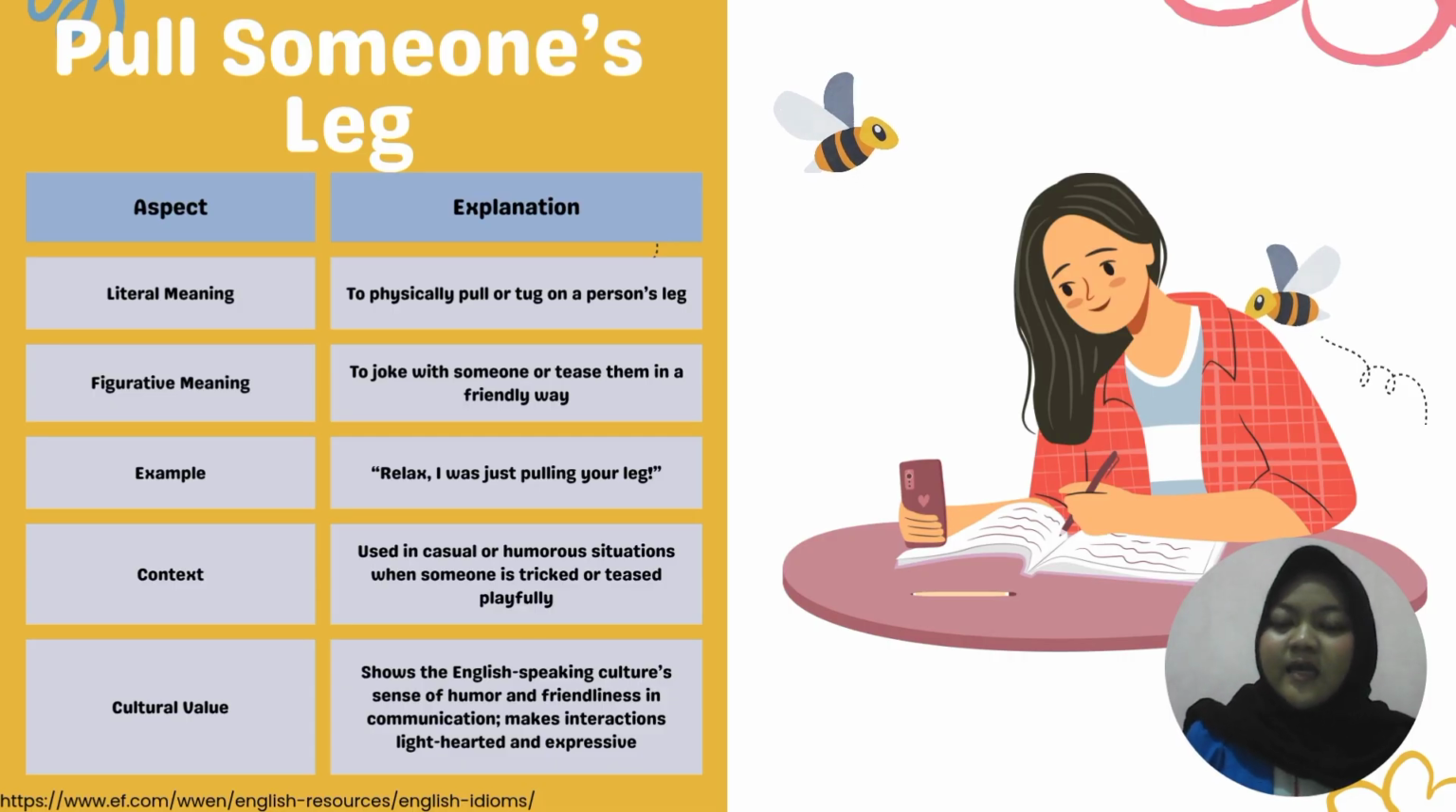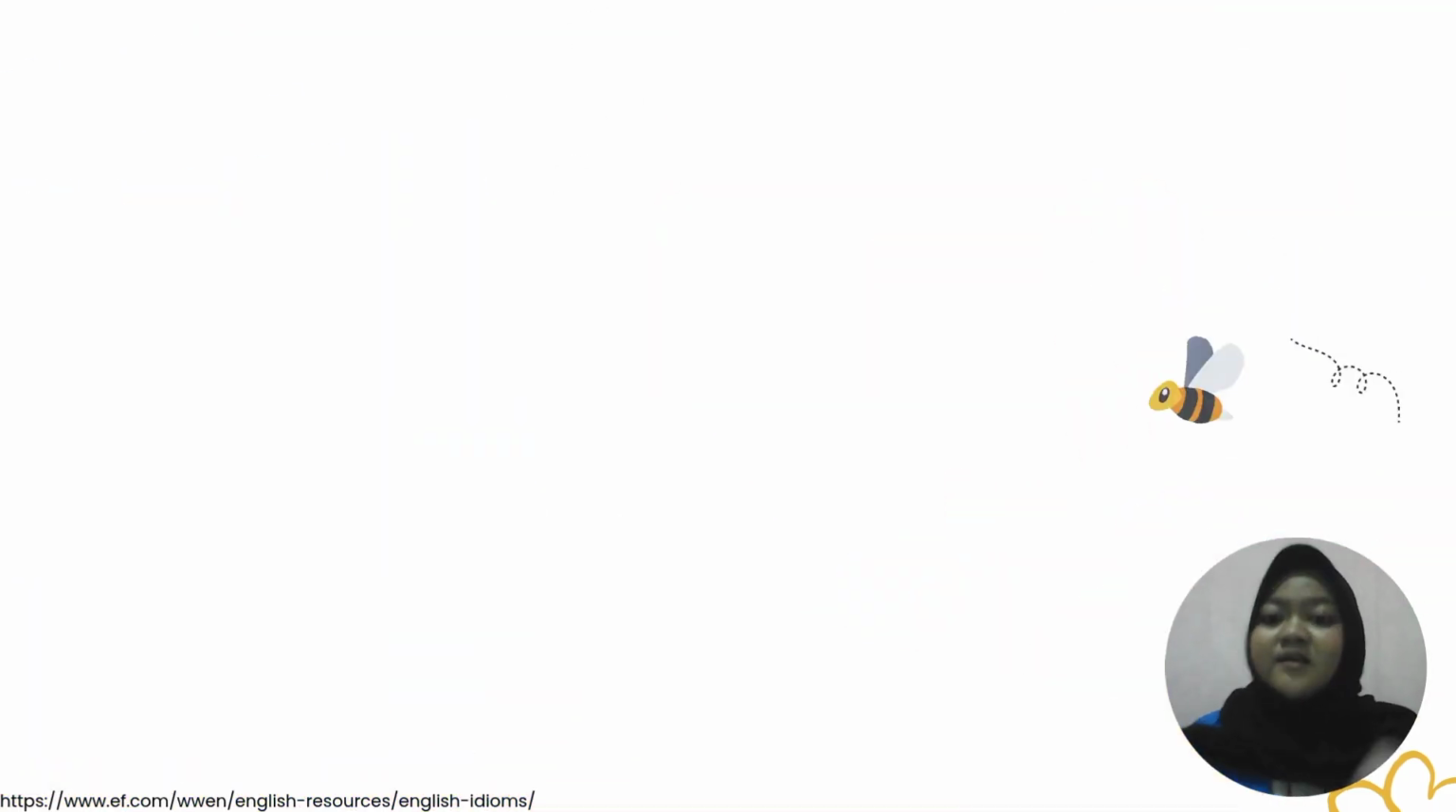This expression is usually used in a casual or humorous situation, especially when someone is teased playfully. Culturally, it reflects the English-speaking world's sense of humor. They often enjoy light-hearted and expressive interaction, where joking and teasing show friendliness. So, the next time you're joking with a friend and they take it seriously, you can just smile and say, "Hey, I'm just pulling your leg."